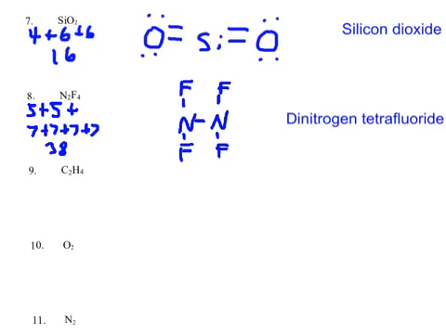Let's see what I've got here. I've got 2, 4, 6, 8, 10, 12, 14, 16, 18, 20, 22, 24, 26, 28, 30, 32, 34, 36, 38. There you go. That's my N2F4 dinitrogen tetrafluoride molecule. Let's go to the next one.